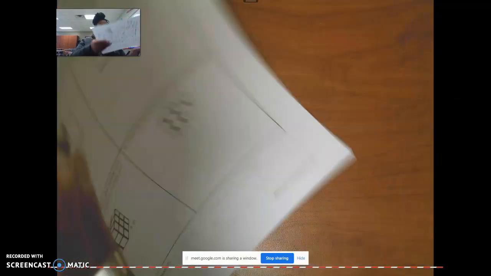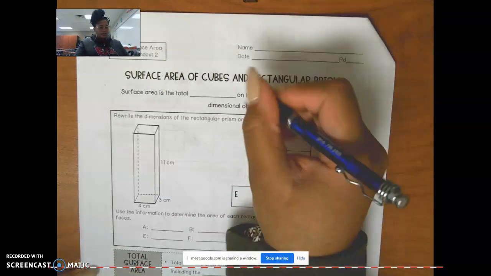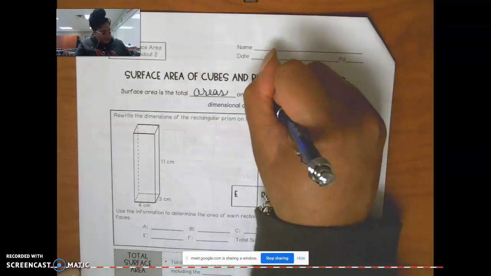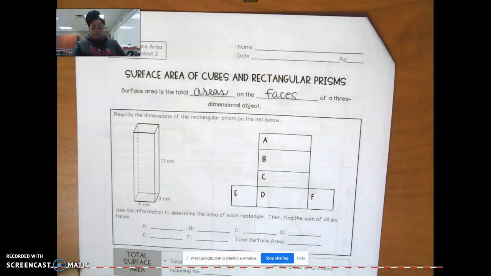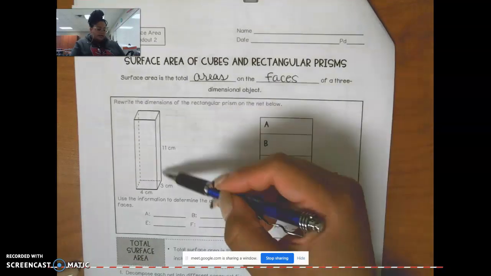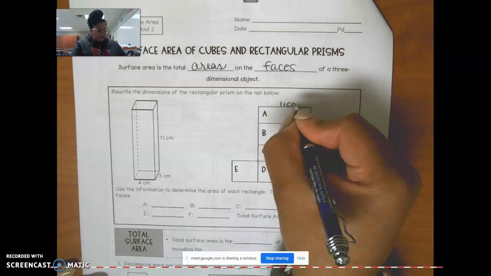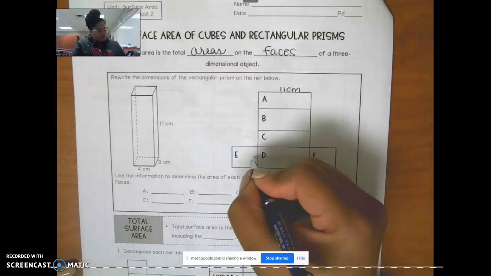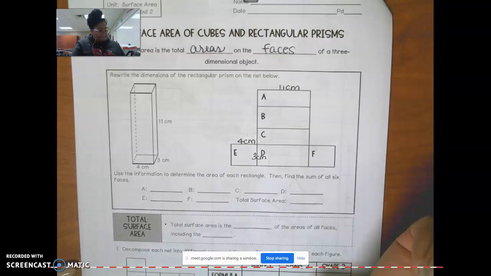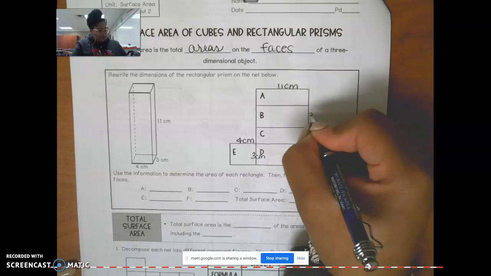Okay, on to the next page. Surface area of cubes and rectangular prisms. Surface area is the total areas on the faces of a 3D object. Rewrite the dimensions of the rectangular prism on the map below. So this is the height of my prism, and then the area of my base is 4 by 3. So the long side is 11 centimeters. Then I've got 3 centimeters here and 4 centimeters here. So this is also 4 centimeters. And this is 3 centimeters.